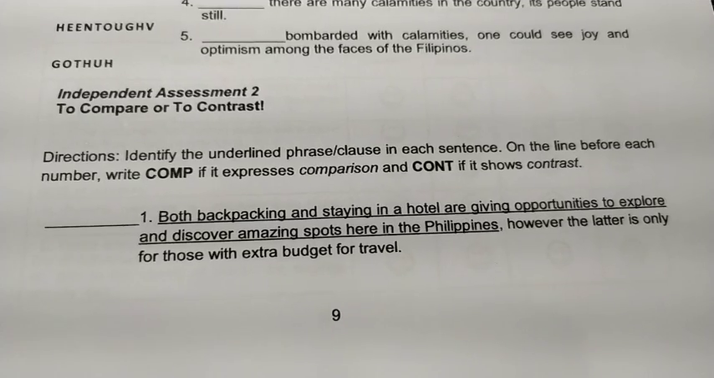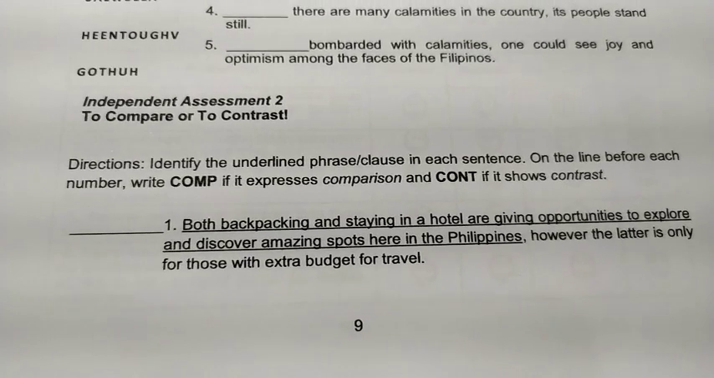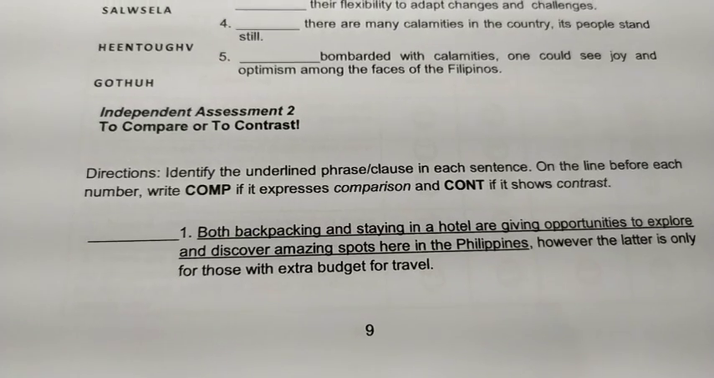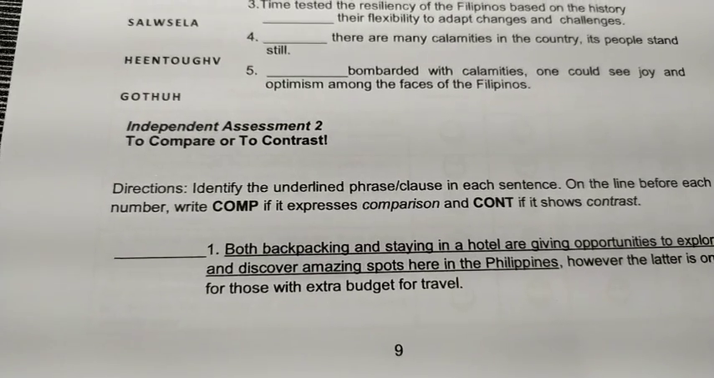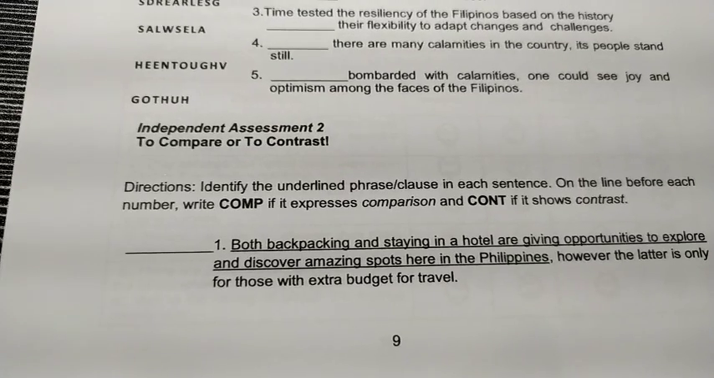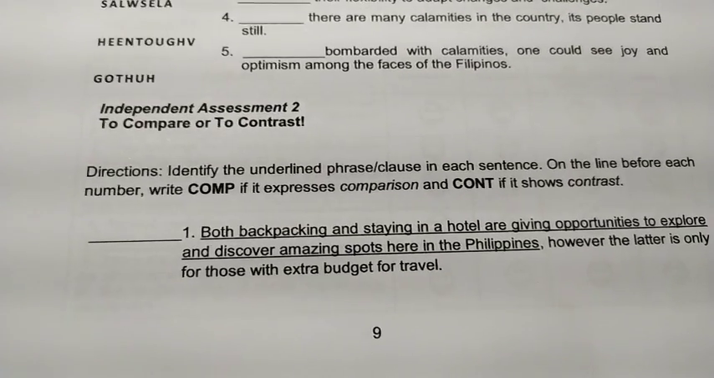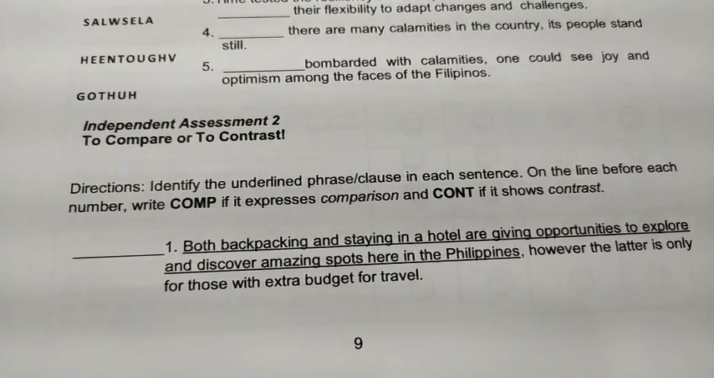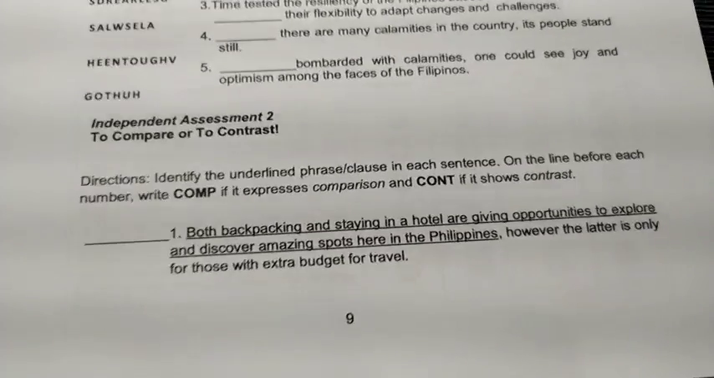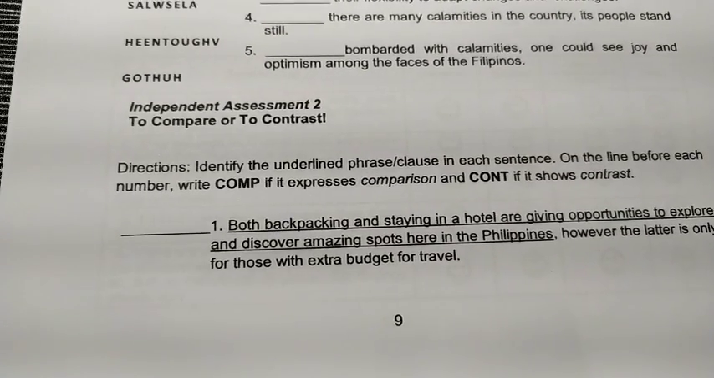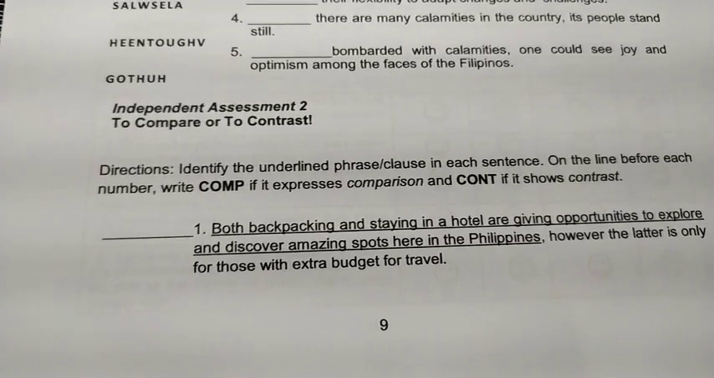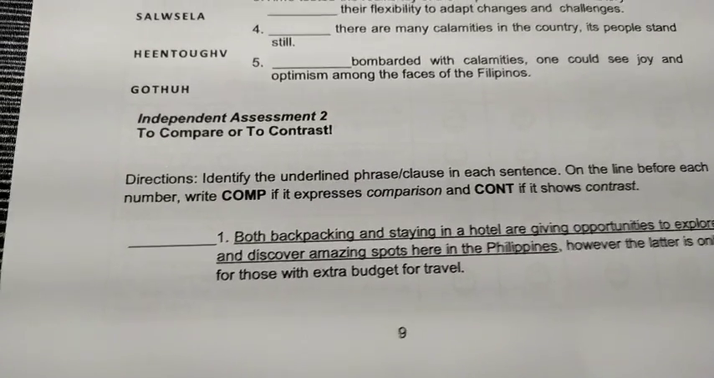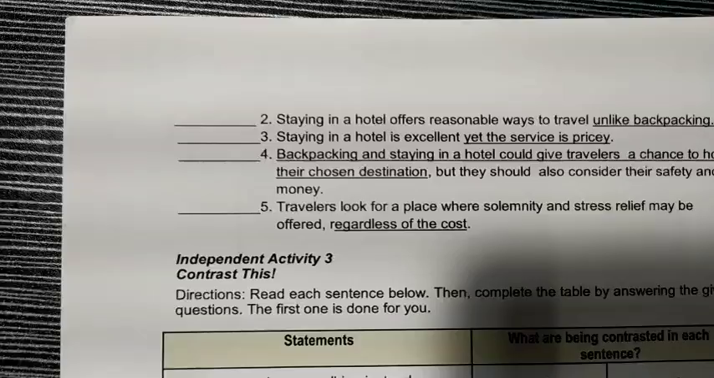Identify the underlined phrase or clause in each statement on the line before each number. Write comp if it expresses comparison, and cont if it shows contrast. So simply determining if it is comparison and contrast. Comparison, resemblance, and similarities. Contrast, meaning opposing ideas or somehow they are not jiving together. So you have to read those underlined phrases and clauses and identify if it's comparison or contrast by writing comp, C-O-M-P, capitalized, C-O-N-T if it's for contrast. So it's 1 to 5 also.